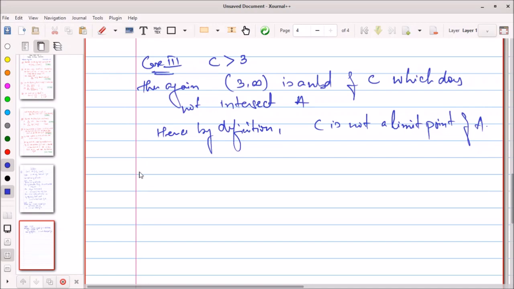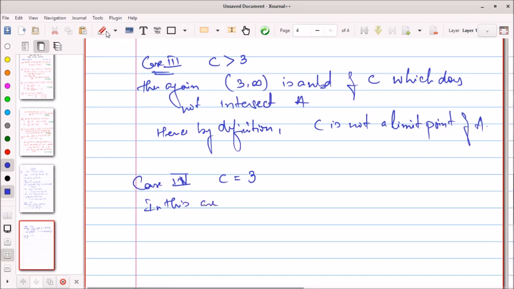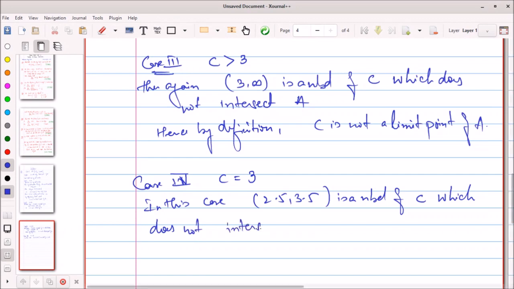Now, case 4, c is equal to 3. In this case, (2.5, 3.5) is a neighborhood of c which does not intersect A. Hence, c is not a limit point of A.